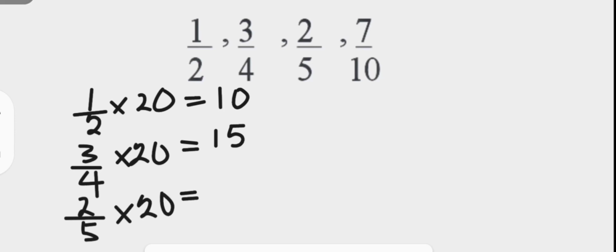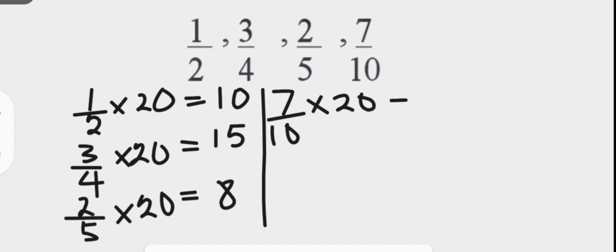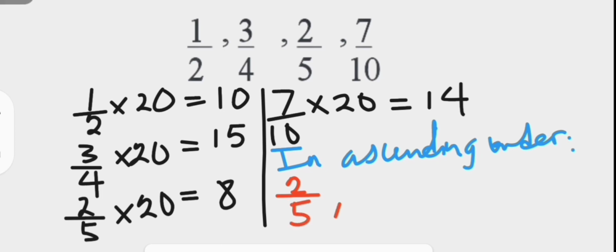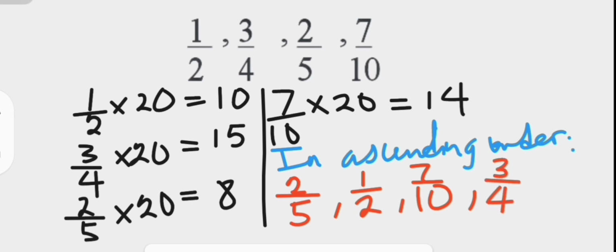Also, 2 over 5 times 20. That gives 5 in 20 is 4. 4 times 2 is 8. And 7 over 10 times 20. That gives 2 times 7, which is 14. In ascending order, the fractions are 8, which is 2 over 5, 10, which is 1 over 2, 14, which is 7 over 10, and lastly, 15, which corresponds to 3 over 4.